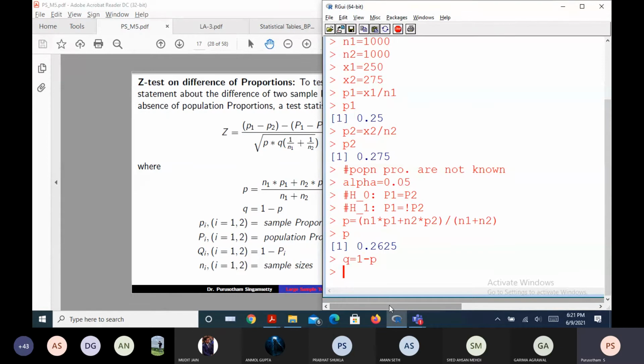And the numerator part now, Z is equal to numerator little p1 minus little p2 minus capital P1 minus capital P2. What we assumed, capital P1 and capital P2 almost same, right?